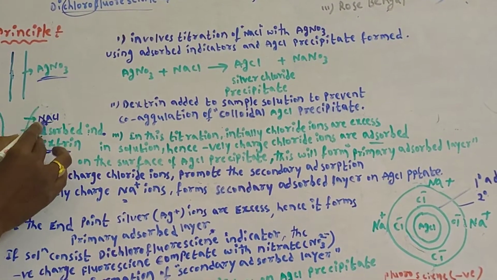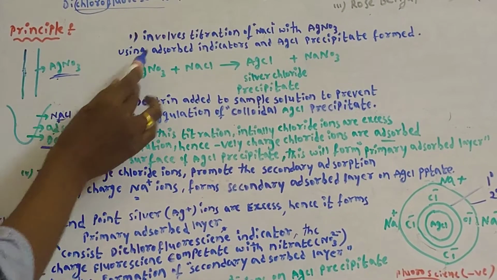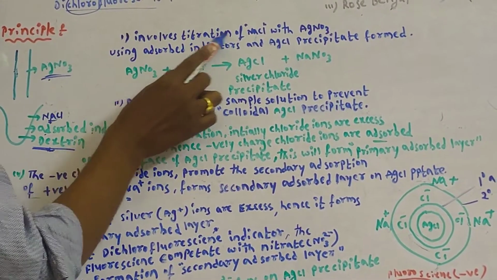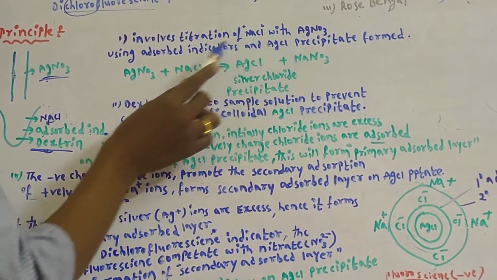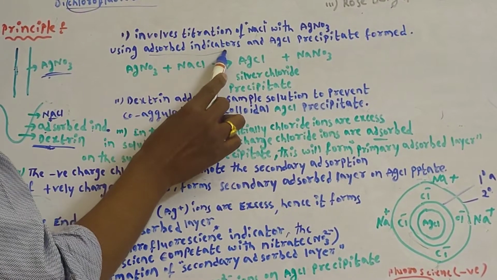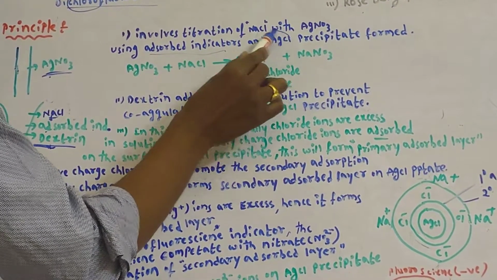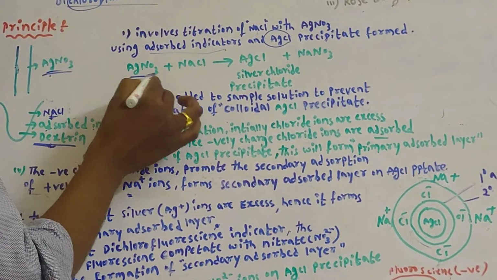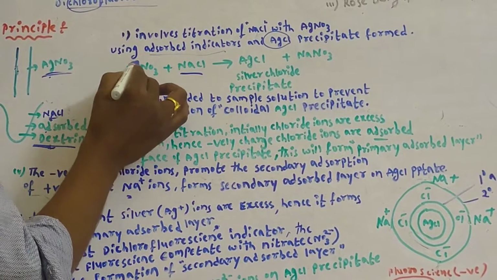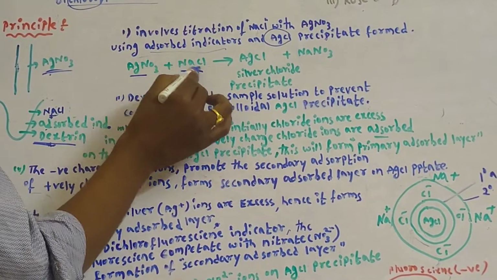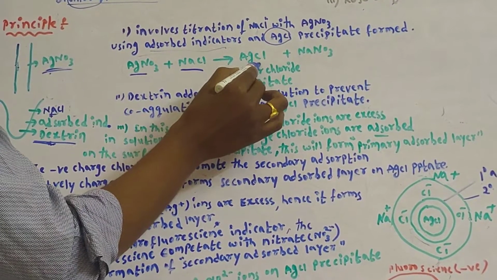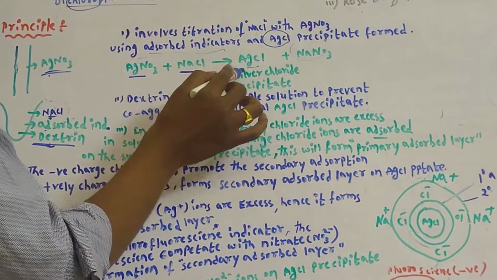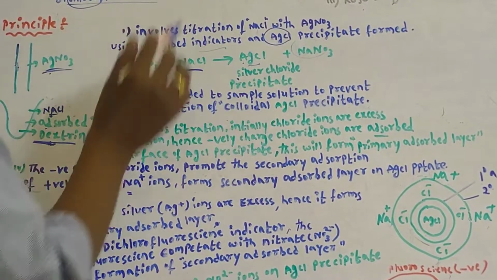Here the sample is titrated with AgNO3, which means it involves the titration of sodium chloride with silver nitrate solution using adsorption indicators, and what will happen? Silver chloride precipitate will be formed. You can see the reaction: AgNO3 reacts with the sodium chloride sample. Here Ag and Cl combine with each other, and AgCl precipitate will form along with sodium nitrate. A white silver chloride precipitate will be produced.